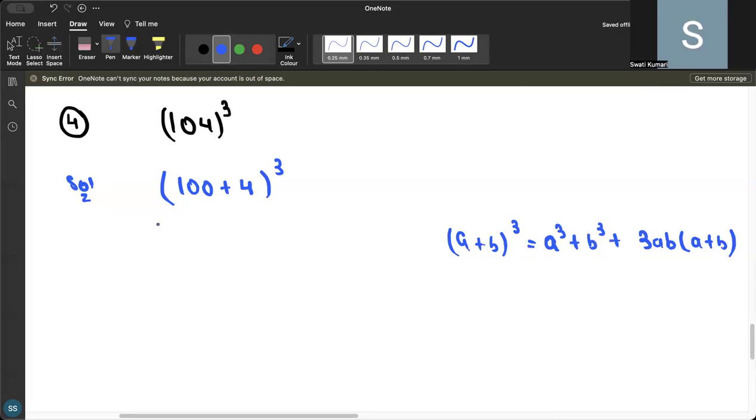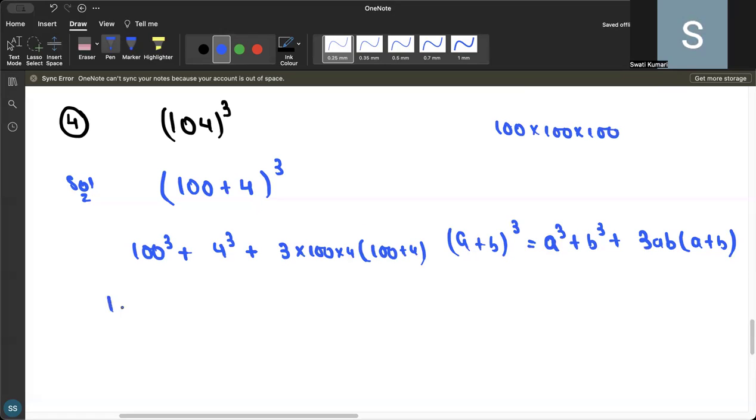All right, so using this formula, it will become 100 cube plus b cube, that means 4 cube, plus 3ab, that means 3 into 100 into 4. This is 3ab, and in bracket a plus b, that means 100 plus 4. If you simplify this, 100 cube, that means 100 times 100 times 100, which means 1, 0, 0, 0, 0, 0, 0, plus 4 cube, that is 64, plus this will become 1200, and this is times 104.